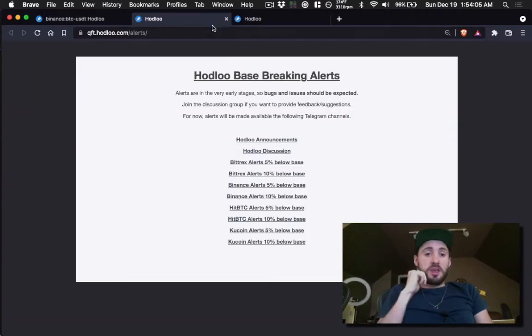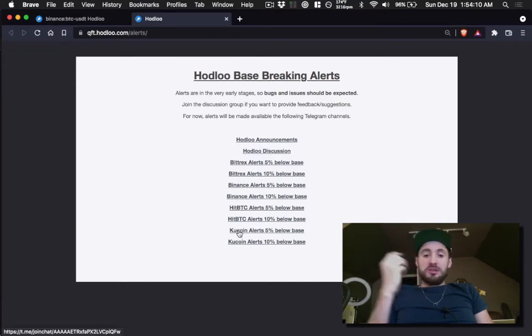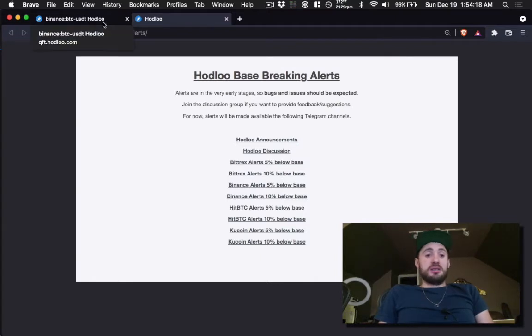This is a special algorithm. But when you hit the green button, it opens up this tab, and then I'm using KuCoin. So you've got the KuCoin alerts 5% below base, 10% below the base. I'm not going to explain how to trade QFL with the Hodloo stuff.